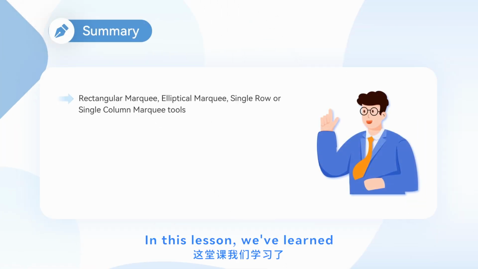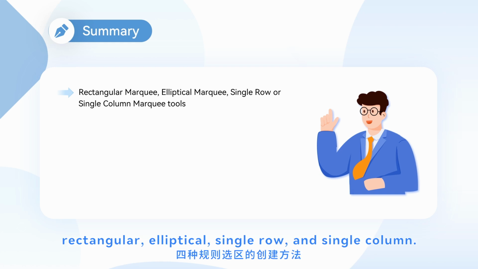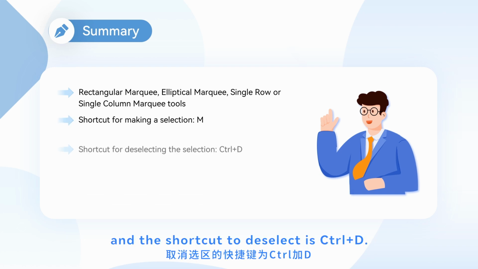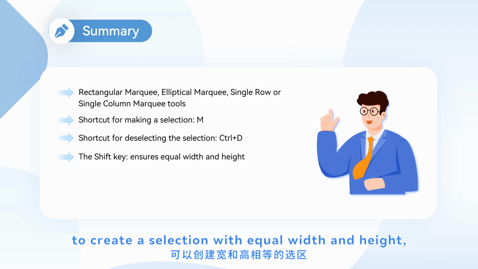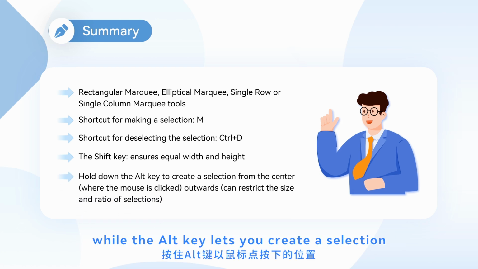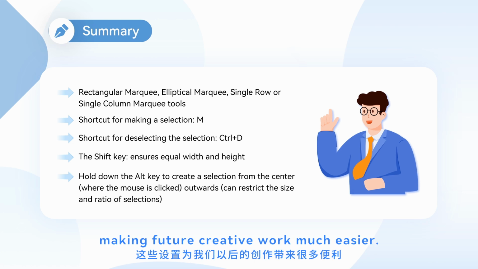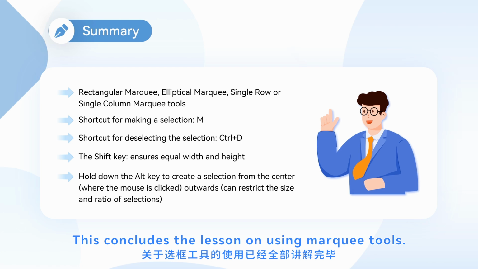In this lesson, we've learned how to create 4 types of regular selections: rectangular, elliptical, single row, and single column. Remember that the shortcut for making a selection is M, and the shortcut to deselect is Ctrl+D. Holding down the Shift key allows you to create a selection with equal width and height, while the Alt key lets you create a selection from the center outwards. You can also restrict the size and ratio of selections, making future creative work much easier. This concludes the lesson on using Marquee tools.